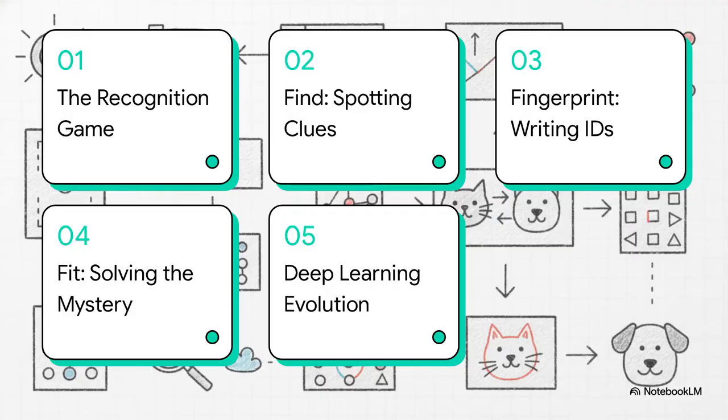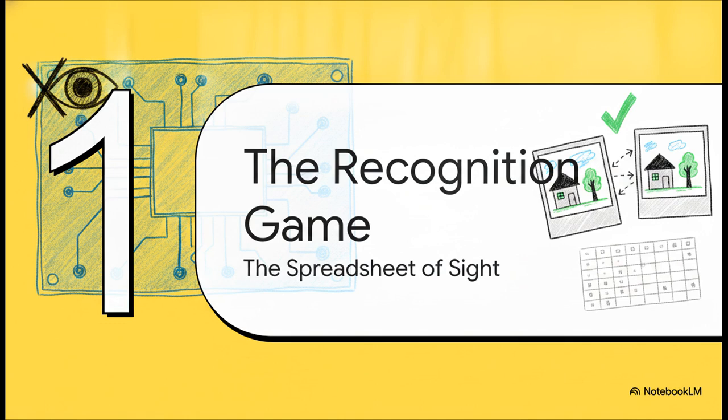To get there, here's our roadmap for today. First, we'll look at the recognition game. Then, step 1, find, spotting the clues. Step 2, fingerprint, writing the code. Step 3, fit, solving the mystery. And finally, we'll wrap up with the deep learning evolution. So let's kick things off with section 1, the recognition game, also known as the spreadsheet of sight.